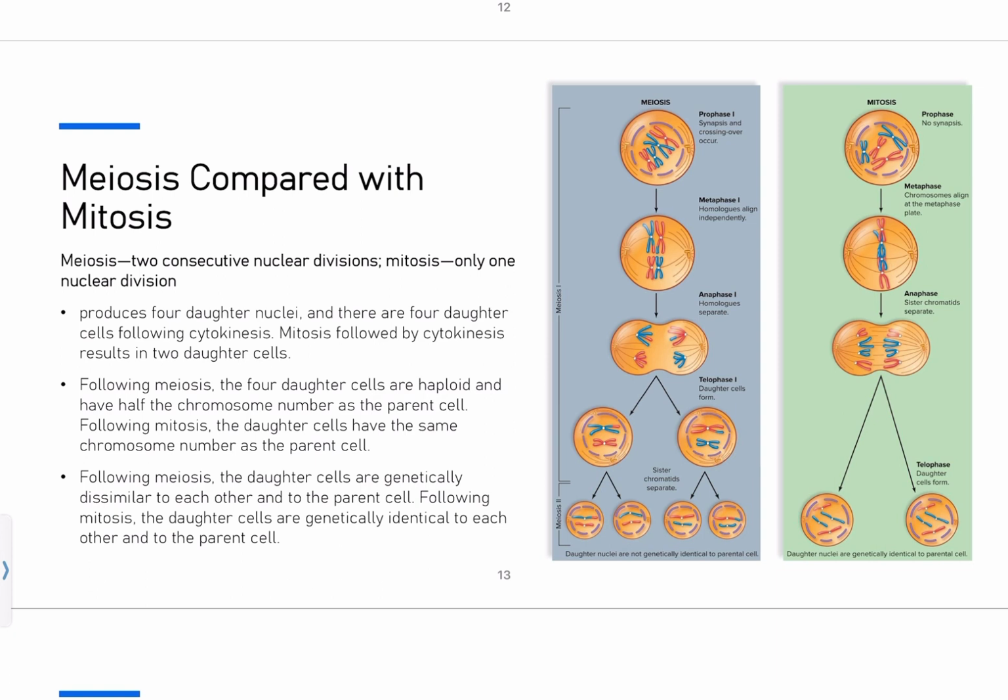Another big difference lies in the chromosome number and genetic identity. After meiosis, the daughter cells are haploid, meaning they all have half the number of chromosomes as the original parent. These cells are also genetically different from each other and from the parent. And again, why are they genetically different? Well, that's because we had crossing over and chromosome shuffling that we talked about. On the other side, we have mitosis, which produces diploid cells with the exact same chromosome number and genetic makeup as the original cell.